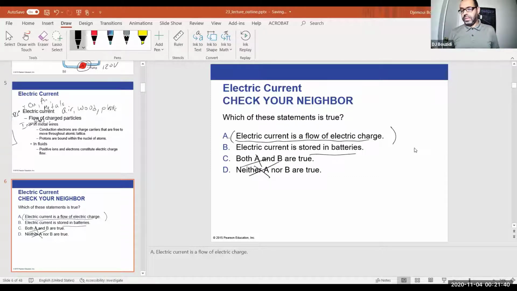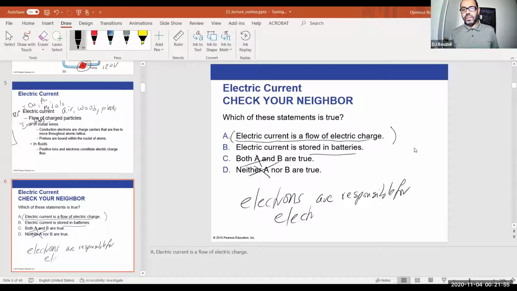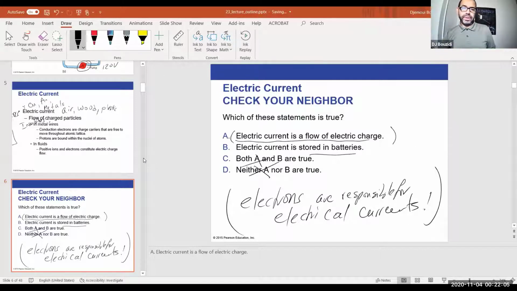Now, here is a note, and this is part of the question of the day: electrons are responsible, the only ones responsible, not anybody else, for electrical currents. So this is item 1 of the day, okay? Because we want to remember that.